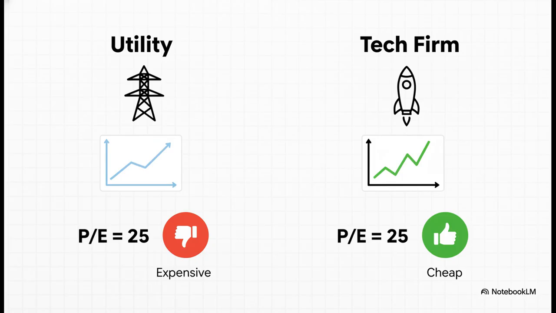For instance, a PE of 25 for a utility company, something that grows slowly and predictably, would seem crazy expensive. But that same PE of 25 for a cutting-edge tech firm that's about to explode with growth, that might actually look like a total steal. This is why comparing PE ratios across different industries is such a classic beginner's mistake.